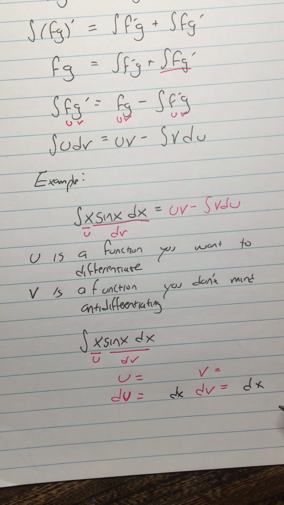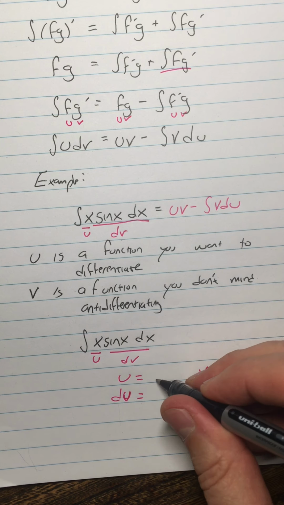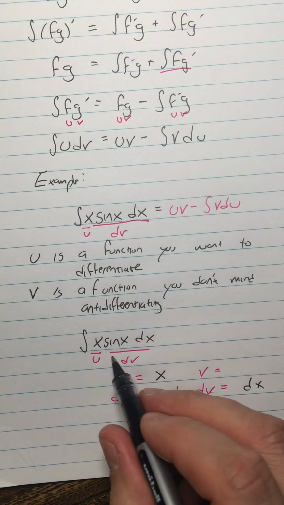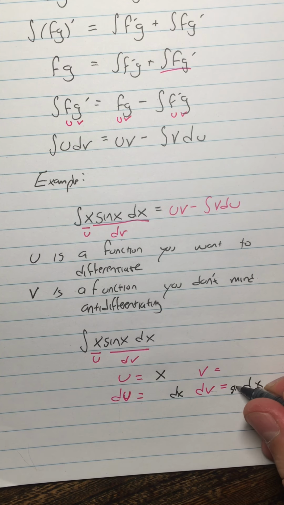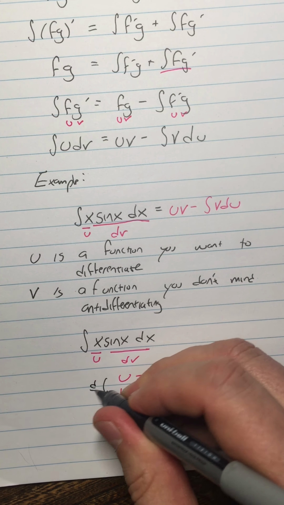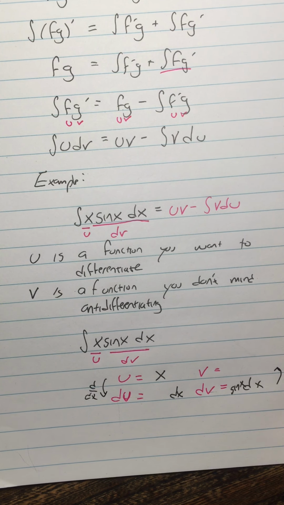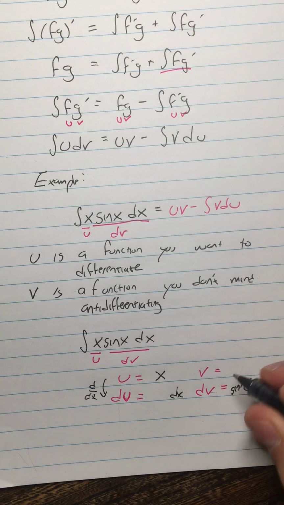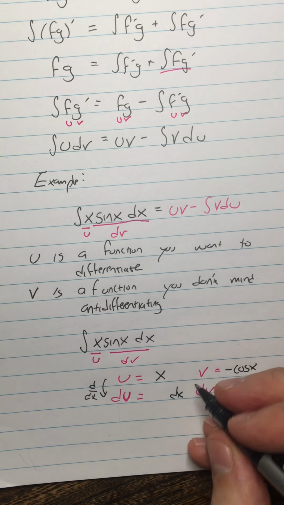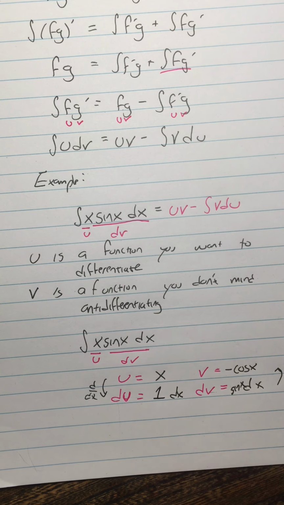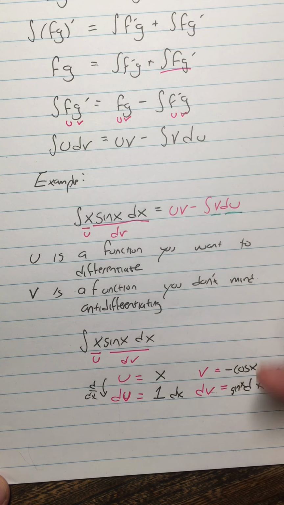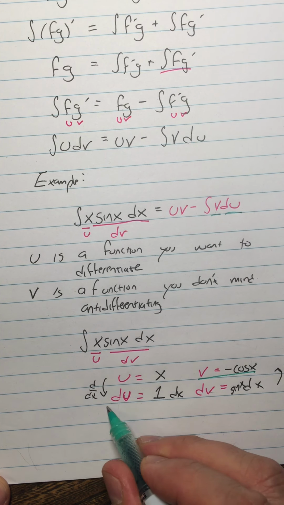All right, so what did I pick u to be? I picked it to be x. What did I pick my dv to be? So dv is down here. I picked it to be sine x dx. All right, and then what I do is I differentiate this one, and I integrate this one. So the antiderivative of sine x is negative cosine x. I'll try to write this nicer next time. The derivative of x is 1. So now I know what the v du is going to be.